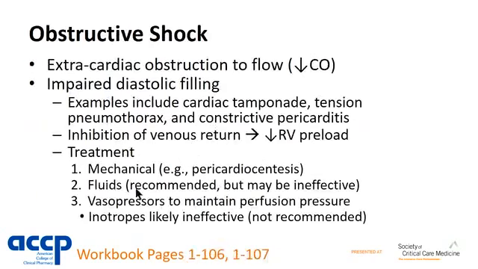Moving on to obstructive shock, as Dr. Bauer excellently touched on earlier in this session, it's predominantly due to one of two reasons. It can be due to extracardiac obstruction of flow, which is usually the most common reason. You see this in the setting of massive or submassive PE, which has progressed on to massive pulmonary embolism. You can also have impaired diastolic filling due to cardiac tamponade, pericardial effusion, or tension pneumothorax. What you'll see is an inhibition in venous return and reduced right ventricular preload.